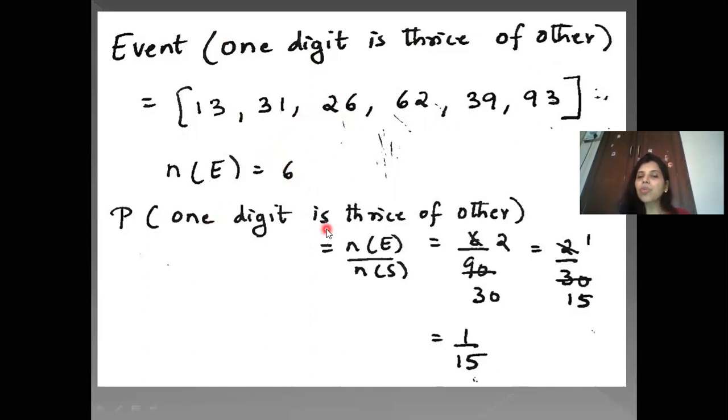So now when you are writing the probability that one digit is thrice of the other, number of event upon number of sample space is 6 upon 90. Now you have to simplify it in such a way that it will be divisible by the same number. So what we have done is we have selected 3. 3 twos are 6, 3 threes are 9, 0. 2 upon 30 we get. Again we can divide, because 2 ones are 2, 2 fives are 10. So 1 upon 15. Now this is your final answer, because you cannot further simplify it.